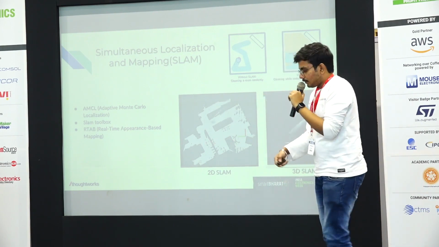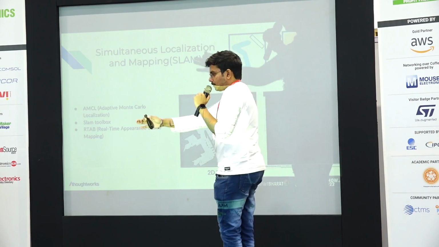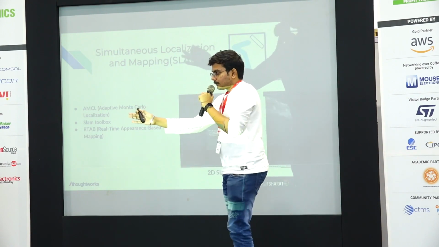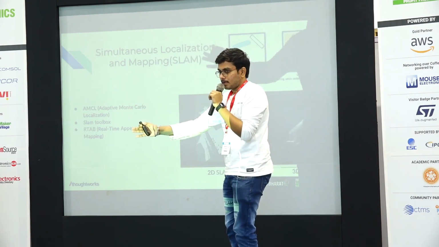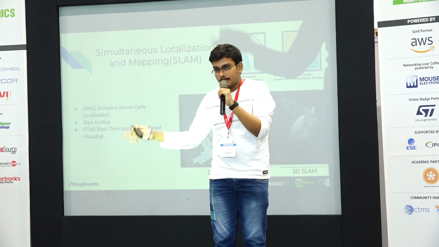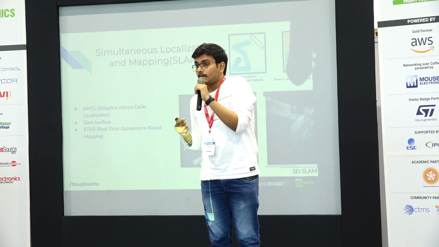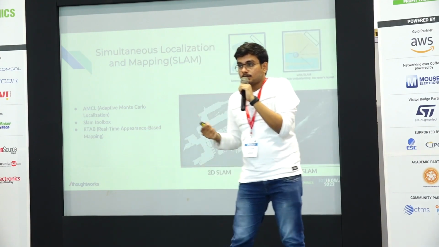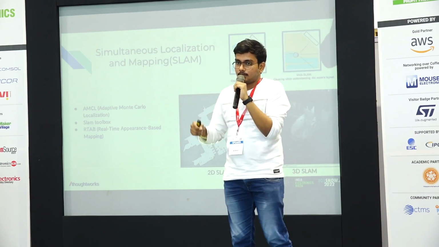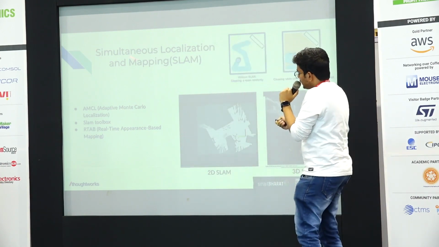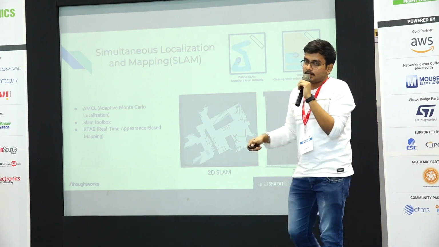So when the bot moves here, the obstacle will be on the left-hand side for me. Whereas when the bot is here, the obstacle will be on the right-hand side for me. So this is how the bot knows. Only if it is localized does the bot know whether the obstacle is on the right or on the left. That's why we are simultaneously localizing and generating the map.